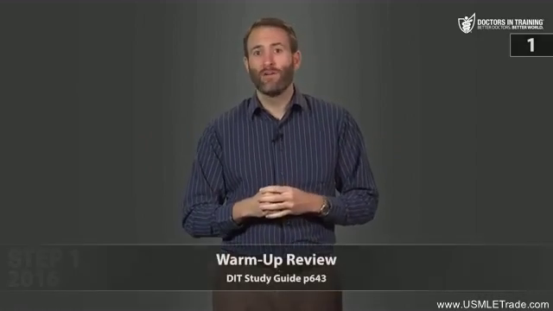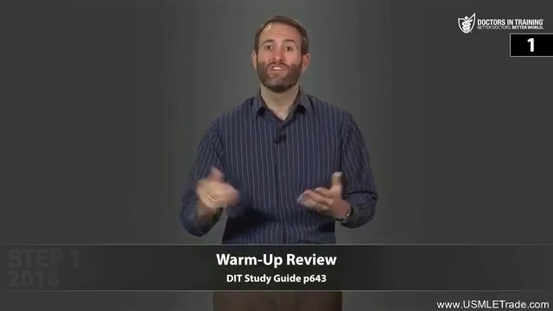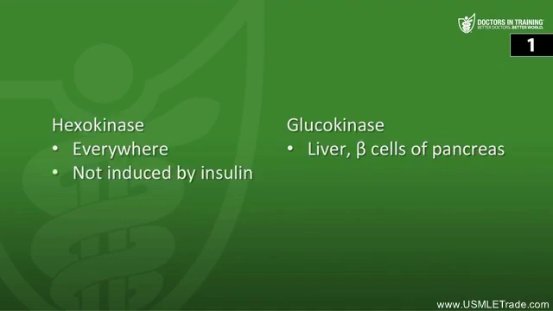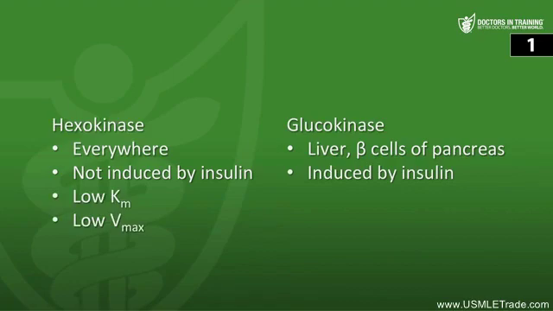Let's get going. How does hexokinase differ from glucokinase? Well, first of all, the location is different. Hexokinase is found everywhere, while glucokinase is only found in the liver and the beta cells of the pancreas as well. Insulin does not induce hexokinase, but it does induce glucokinase. And then hexokinase has low Km and low Vmax, but glucokinase is just the opposite. It has a high Km and a high Vmax as well.